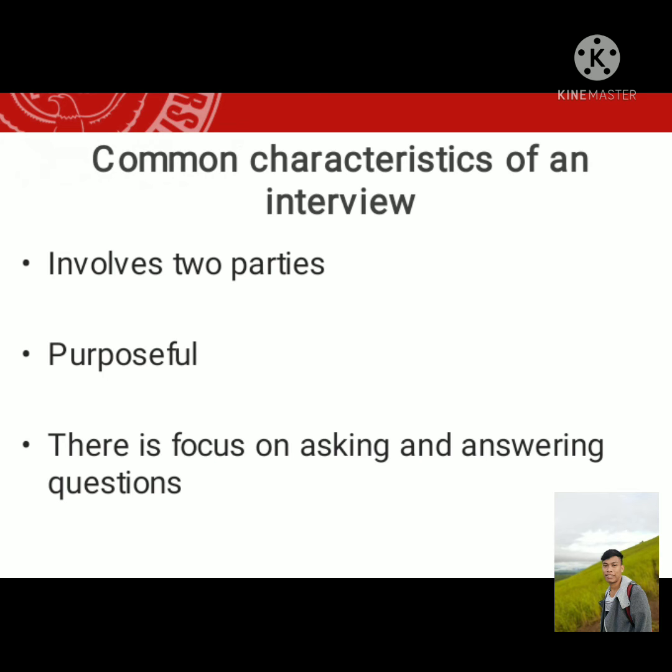Common characteristics of an interview. We have 3 common characteristics of an interview. Number 1 is that it involves two parties. An interview always involves two parties.